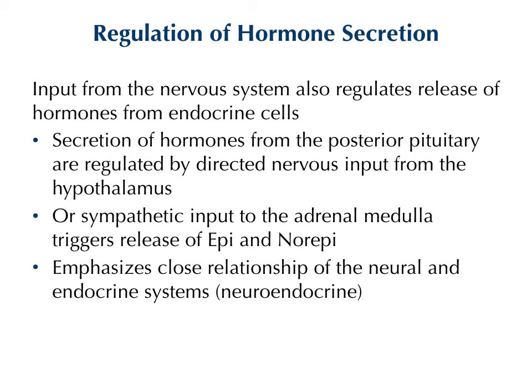Similarly, sympathetic nerve impulses that reach the medulla of the adrenal glands will trigger the secretion of epinephrine and norepinephrine. Many other glands, including the pancreas, are also influenced to some degree by nervous input. This emphasizes the close relationship of the neural and endocrine systems, such that they are known as the neuroendocrine system.